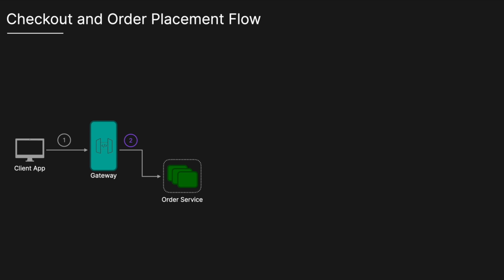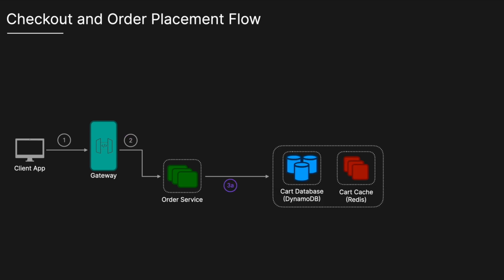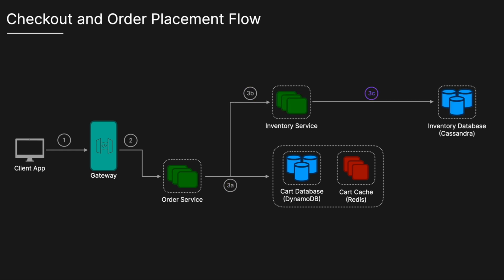The order service will first reach out to the cart database and cache to retrieve the user's cart items. It'll then reach out to the inventory service, which will check the Cassandra database to make sure that there is enough in stock. And if there's insufficient stock, it'll simply return an error. And then finally, it will call the payment service. And then it'll be up to the payment service to successfully execute the payment.